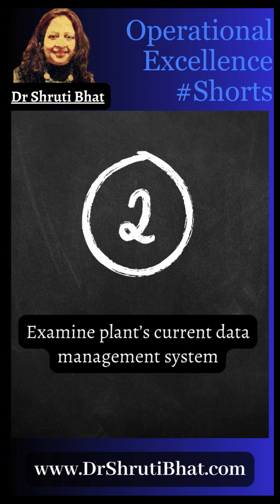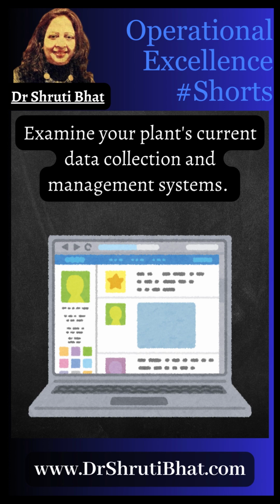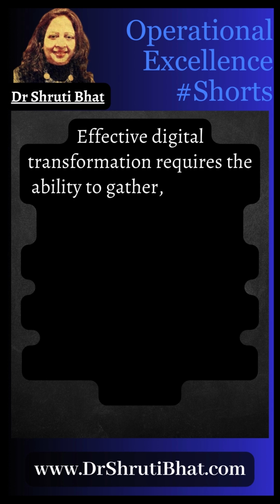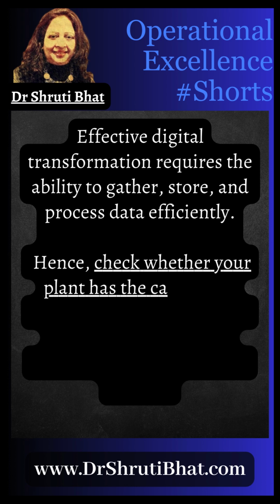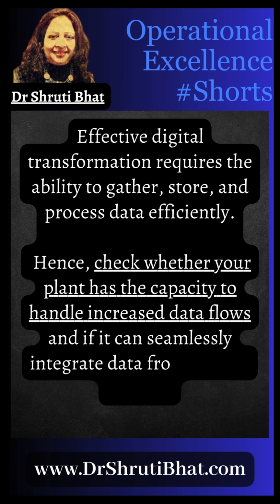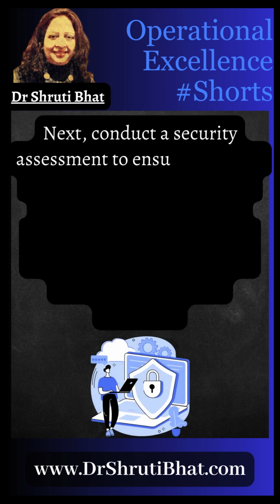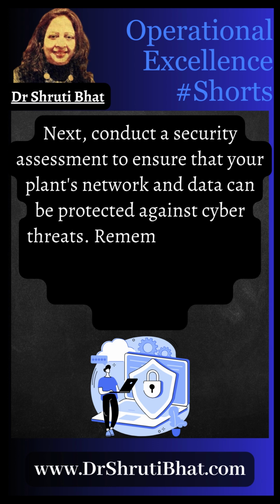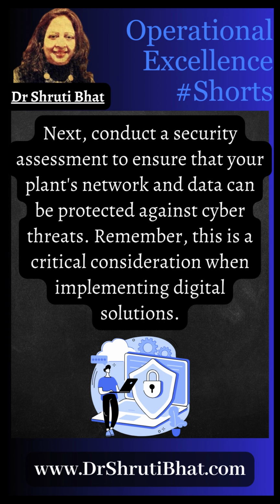2. Examine your plant's current data collection and management systems. Effective digital transformation requires the ability to gather, store, and process data efficiently. Hence, check whether your plant has the capacity to handle increased data flows, and if it can seamlessly integrate data from various sources. Next, conduct a security assessment to ensure that your plant's network and data can be protected against cyber threats. Remember, this is a critical consideration when implementing digital solutions.